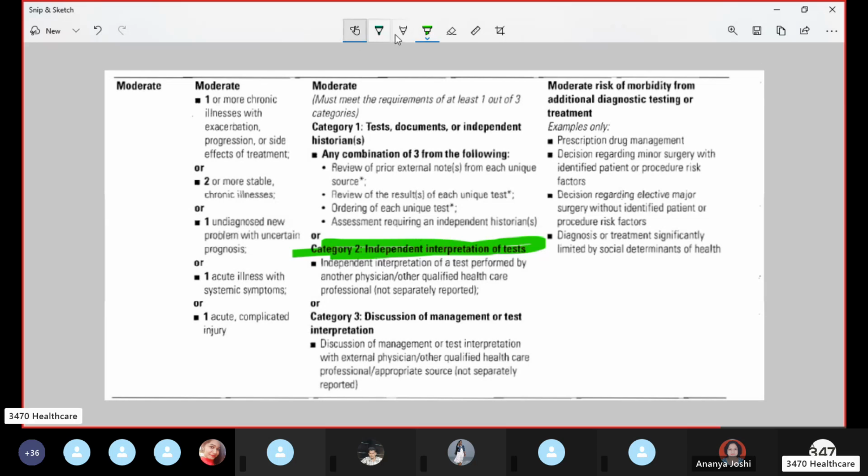Okay. Then case discussed with the other healthcare provider: discussion of management or test results, test interpretation. So one physician discussing with the other doctors.